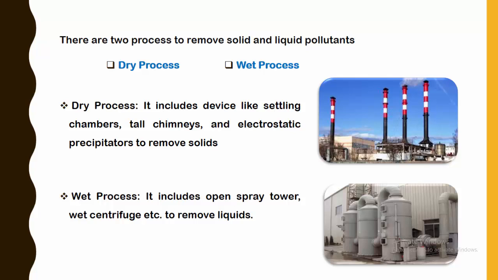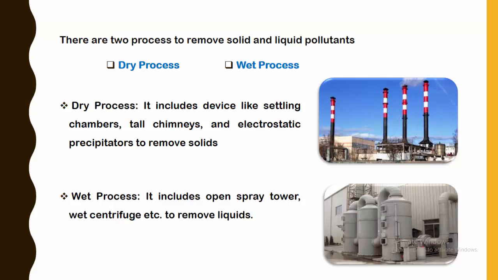How can they be controlled? Definitely laws are made, but we have to control with a process. The removal of solid and liquid pollutants can be done with two different processes in an industry: one is the dry process and the second is the wet process. The dry process is used especially for pollutants like dust particles in air. It includes devices like settling chambers, tall chimneys and electrostatic precipitators to remove the solids.